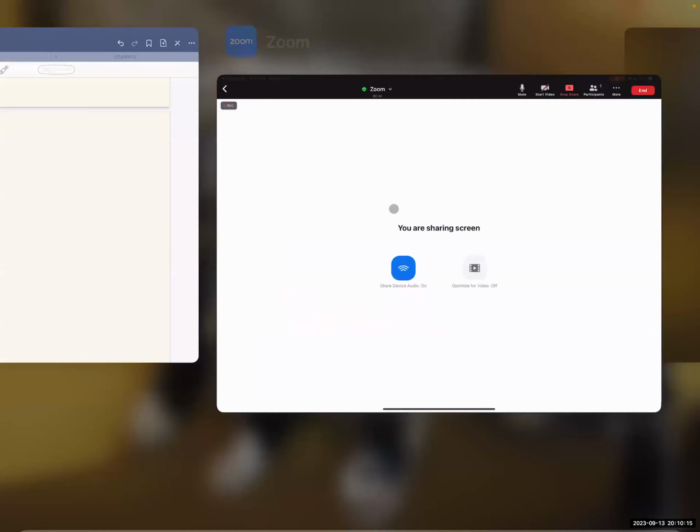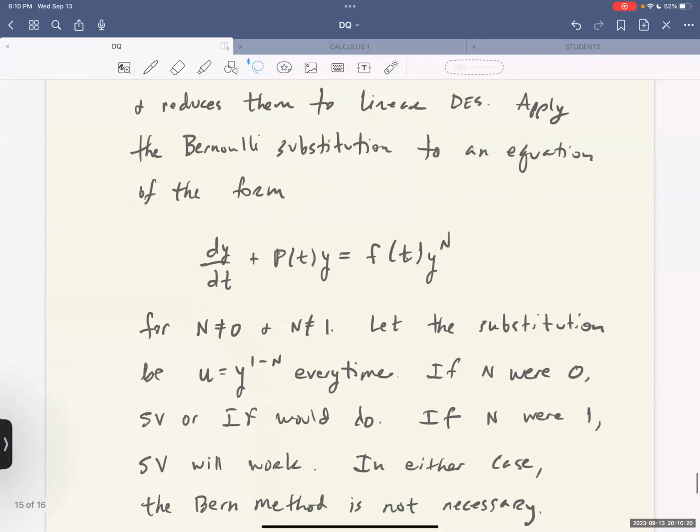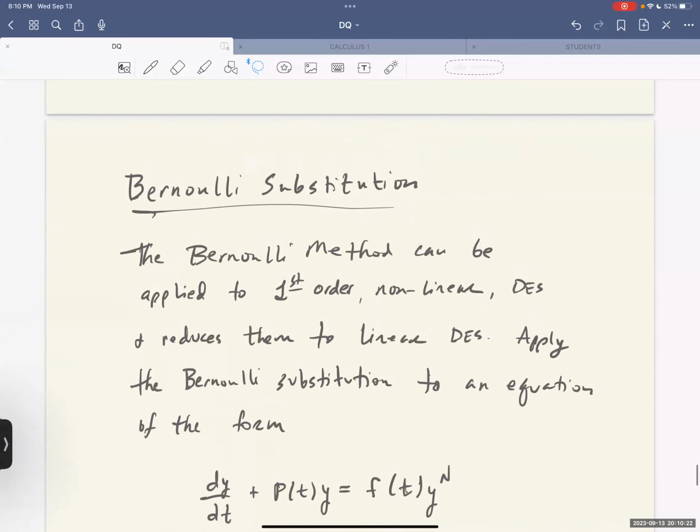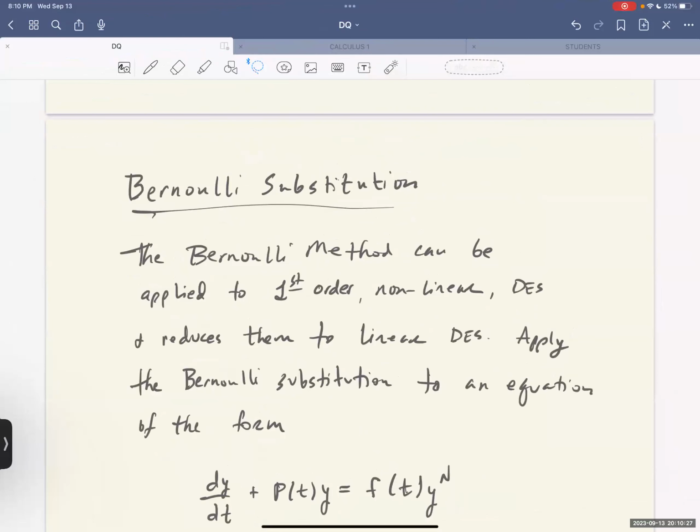Okay, let's go back. Here we are, we're going to do a quick example on Bernoulli and talk about why we're doing that. And hopefully this will help. I'll also post this in our OneNotes.